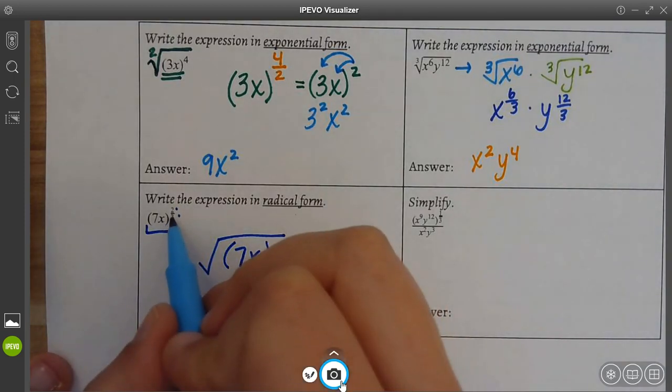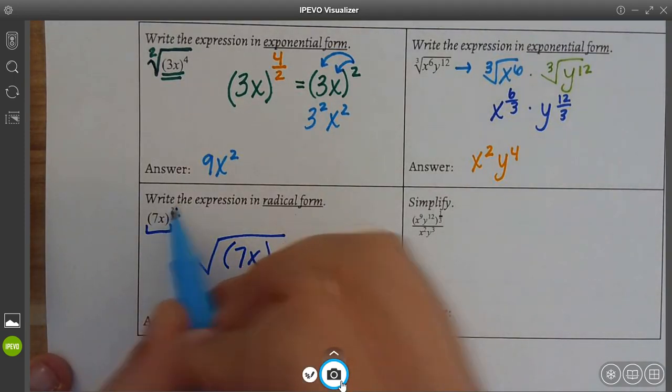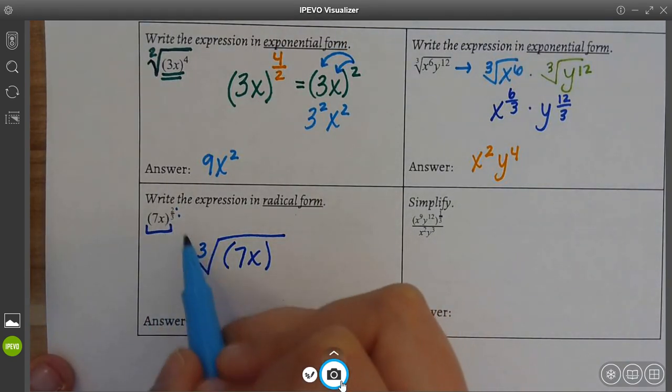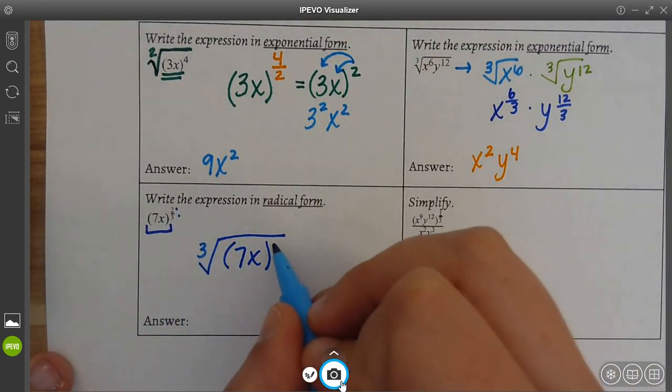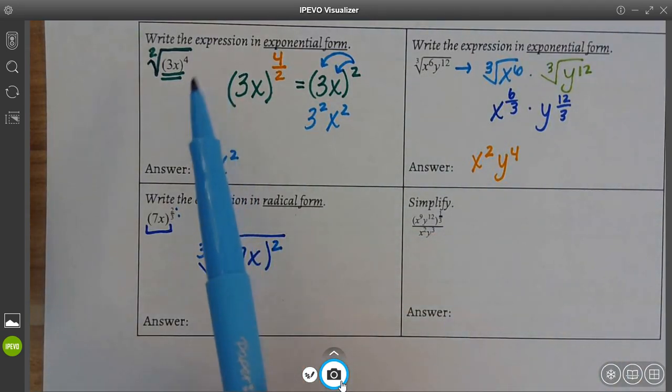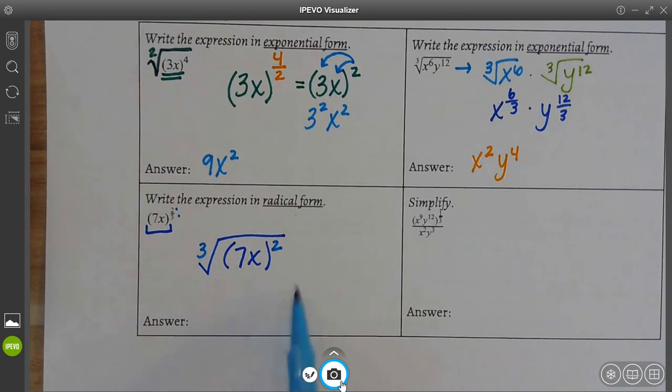I always remember that the denominator becomes our index. So the 3 at the bottom goes here, and the numerator, the 2, gets to go as the exponent of our problem. So really it was this problem, but we did it backwards here.